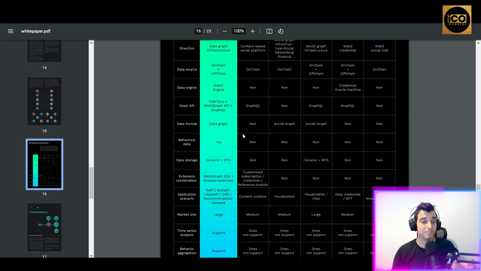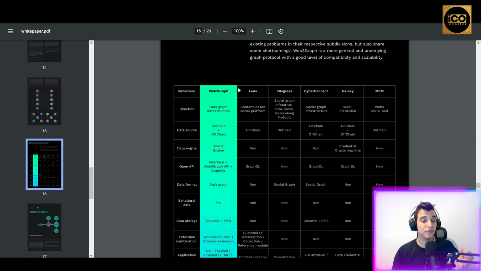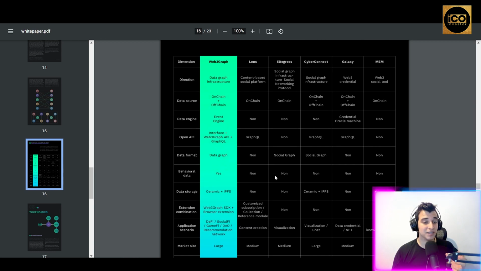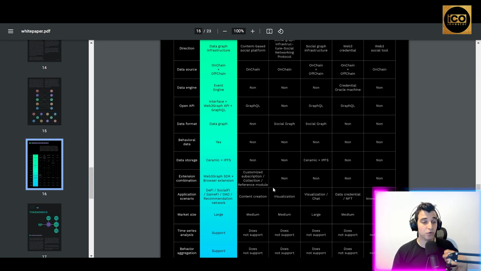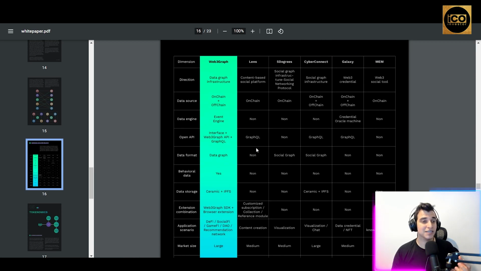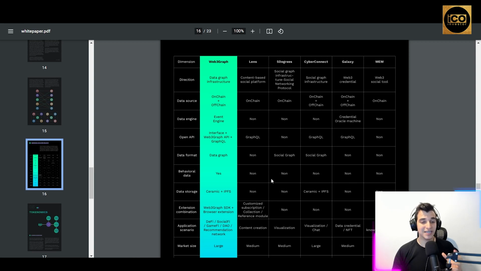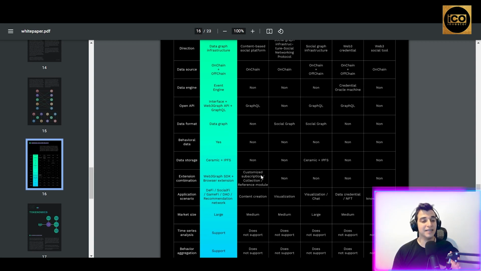And for the behavior data, there is only one, in Web3 Graph, versus the other projects. Also, the extension combination in Web3 Graph is the Web3 Graph SDK plus a browser extension. The others don't have one, or there's only the one in Lens, which is a customized subscription or collections reference model, meaning that it's a different way, and it doesn't mean that it's a better way, you know? So in the application scenarios of Web3 Graph, there is DeFi, social DeFi, GameFi, DAO, recommendation network. In others, they don't have this amount of options.